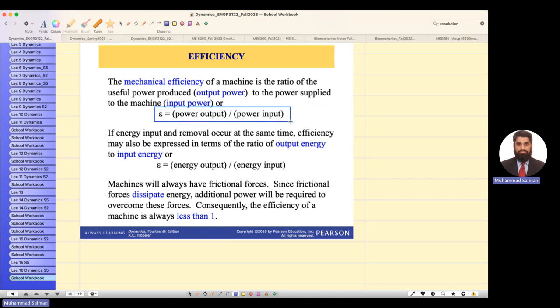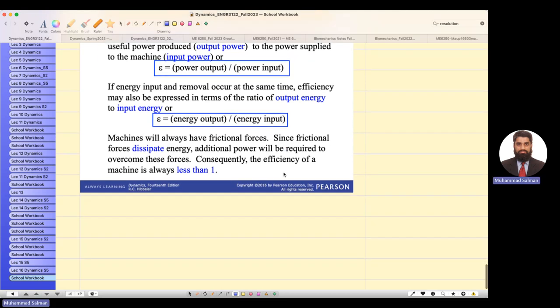Have you understood this formula? Epsilon equals power output over power input. You can also write the same formula with energy: energy output over energy input is also known as the efficiency.